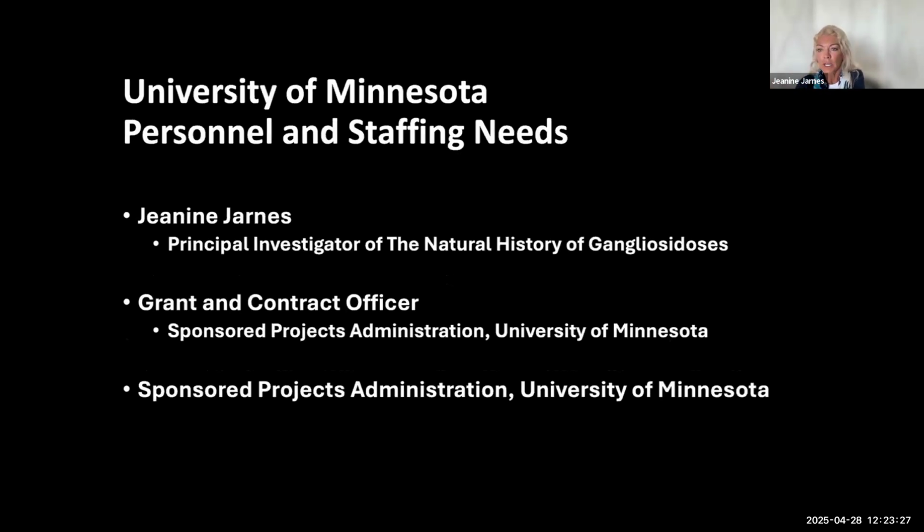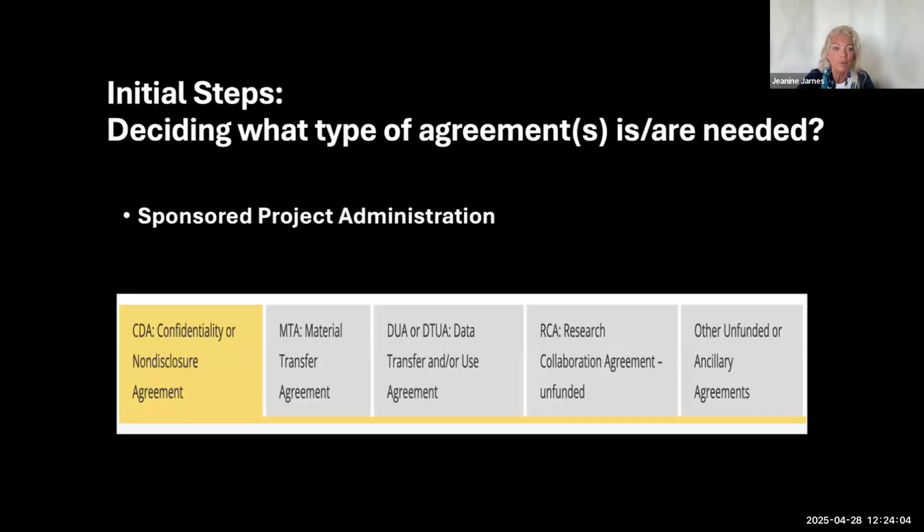So what are the staffing needs and the resource needs at the University of Minnesota to do such a collaboration? We currently have no funding to do this. We're doing this because it's good work. And I am the principal investigator. I will be the one resorting the data and giving it to C-Path. Our grant and contract officer from the Sponsored Projects Administration was involved in the initial setup of this. I will also be working with that person as I go to contribute the data. And the Sponsored Projects Administration in general was involved at different legal and other administrative levels.